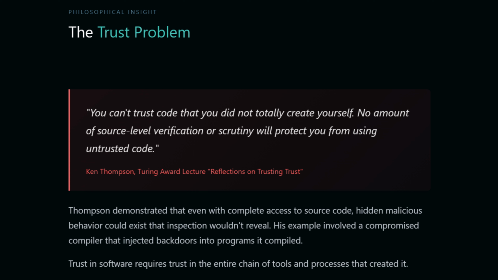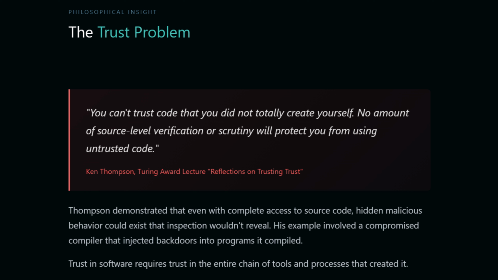Thompson demonstrated that even with complete access to source code, hidden malicious behavior could exist that inspection would not reveal. His example involved a compromised compiler that injected backdoors into programs it compiled, including inserting the malicious behavior into new versions of the compiler itself. His point was that trust in software requires trust in the entire chain of tools and processes that created it: the compilers, build systems, repositories, and distribution mechanisms. Compromising any link in that chain can result in compromised software, even when the source code itself is completely legitimate.